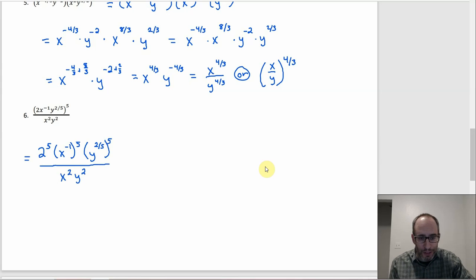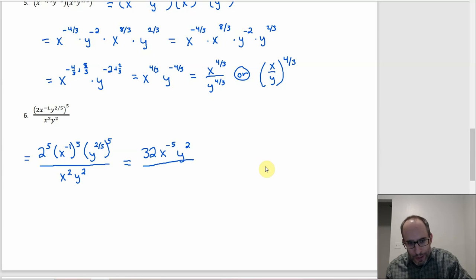All right, so let's see what we can simplify in the numerator first, where we've got powers raised to other powers and things like that. So 2 to the 5th is 32, right? That came up a few minutes ago. And then x to the negative 1 to the 5th, we can multiply the powers together, and that's going to be x raised to the power of negative 5. Then 2/5 times 5 is 2. So you'd have y squared. And then that's going to be over x squared, y squared.